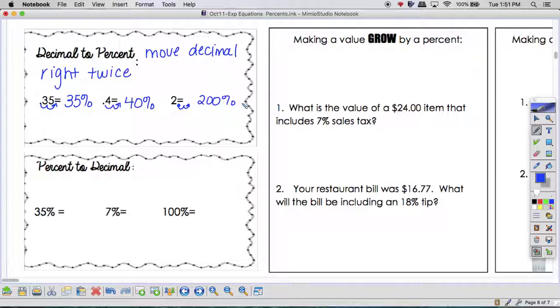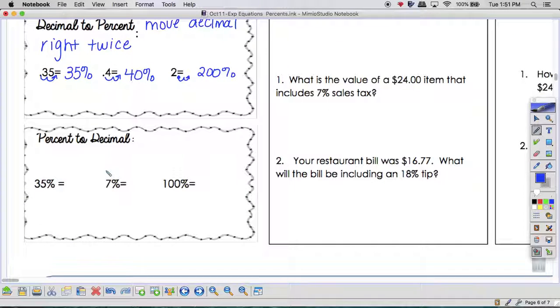Okay, now going backwards to change a percent back to a decimal. Then obviously we move the decimal to the left twice. Okay, so there is no decimal here right now, so it would be here. I move it to the left twice, and as a decimal, this would be 0.35. 7% as a decimal, I can move it to the left to be 0.07. And 100%, I can move it to the left twice to be 1 or 1.00.